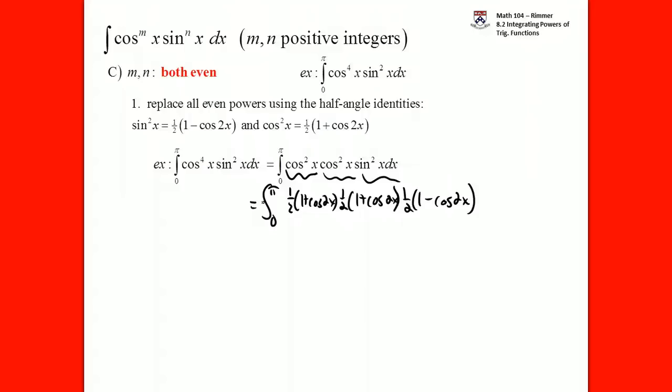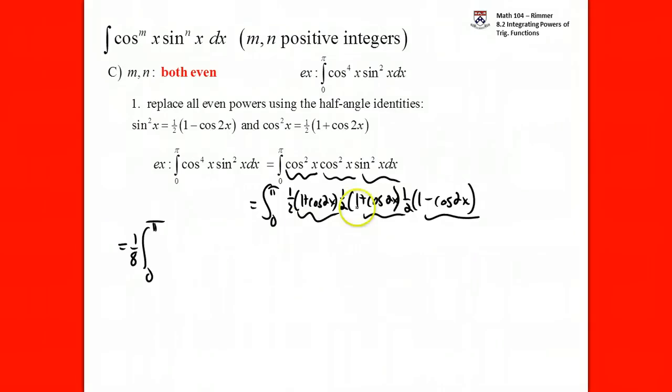Wow. A half, that's an eighth. Me, I like to pull constants out. So I'm going to pull that eighth out. And now I have to multiply this thing out. Okay, I got this guy, 1 plus cosine 2x, 1 plus cosine 2x, and 1 minus. I have to multiply that out. This guy times that guy. All right, two at a time.